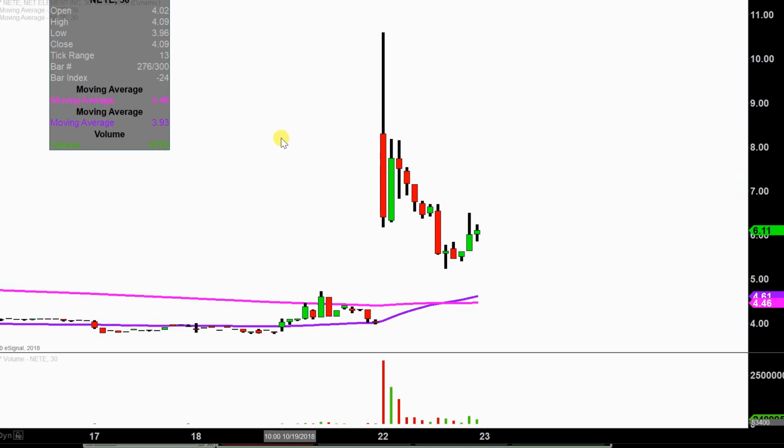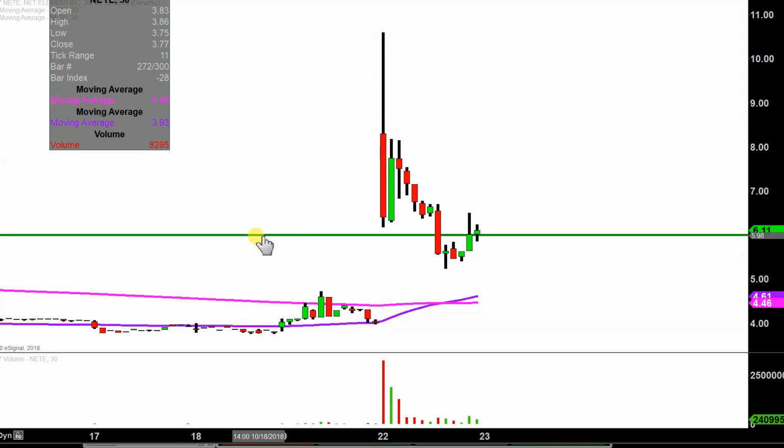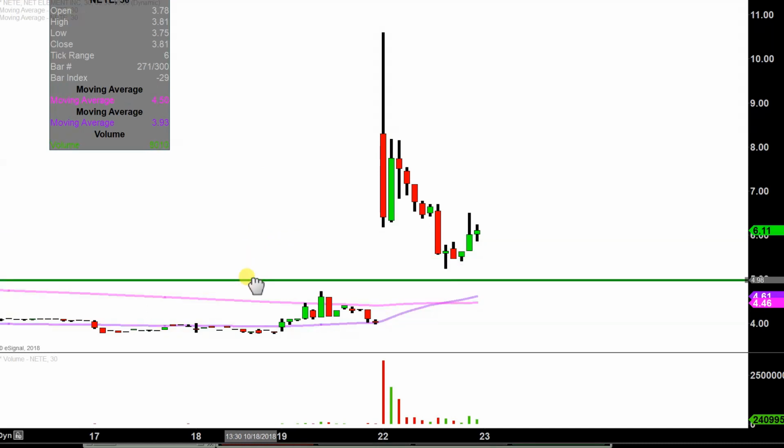So what I want to try to do is really just simplify this. And in my mind, the easiest way to assign some black and whiteness to this is in regard to the $5 mark right here. So why is $5 so important? Well, let's go through a couple different scenarios.